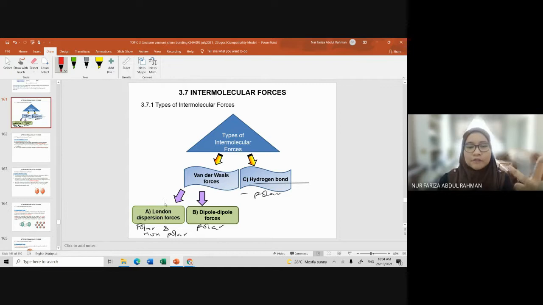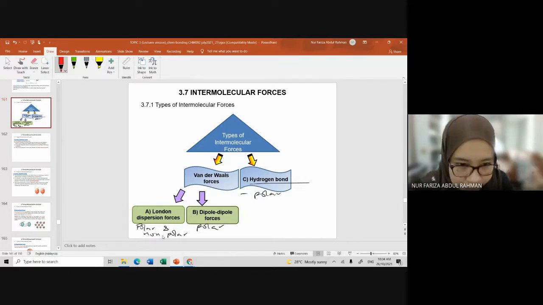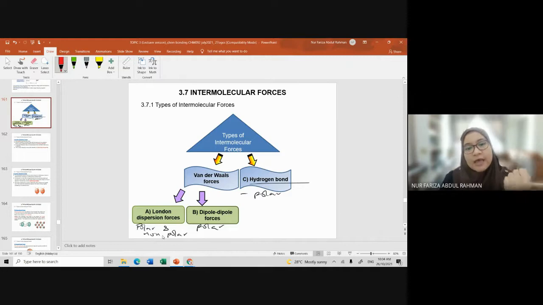In order for us to determine which molecule will have which type of intermolecular forces, first you have to know whether the molecule is polar or non-polar. If it's a non-polar molecule, the only intermolecular force available would be London dispersion forces. But if it is a polar molecule, that means it will have London dispersion forces, dipole forces, and sometimes hydrogen bond.